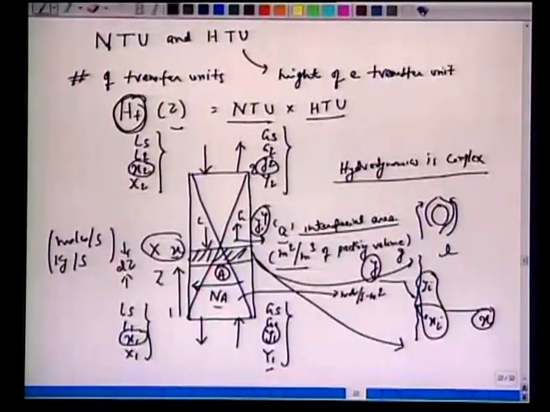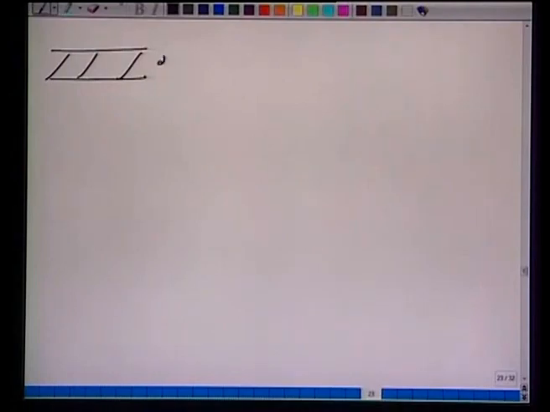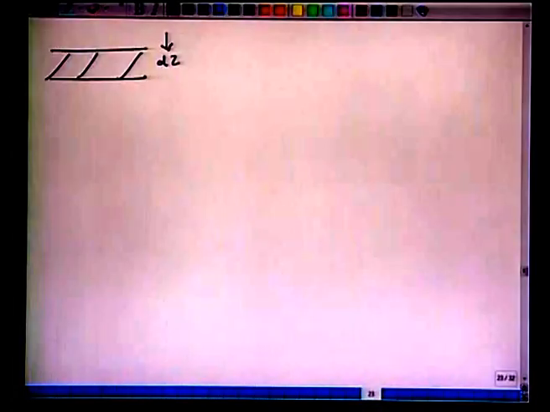So, all we do is make a species balance across this dz and see what we obtain mathematically. So, across this differential element of dz, we have gas flowing like this and the liquid flowing like this, L and G.